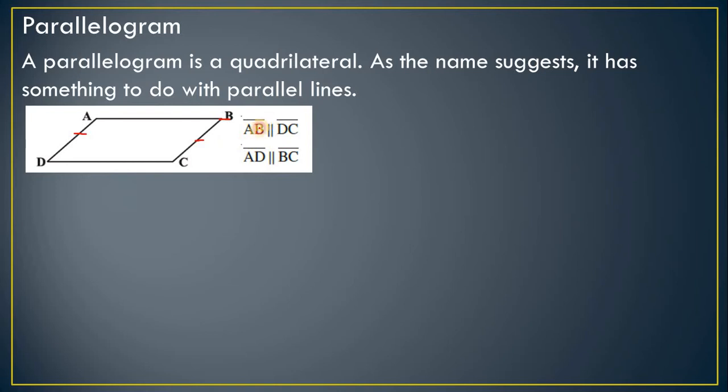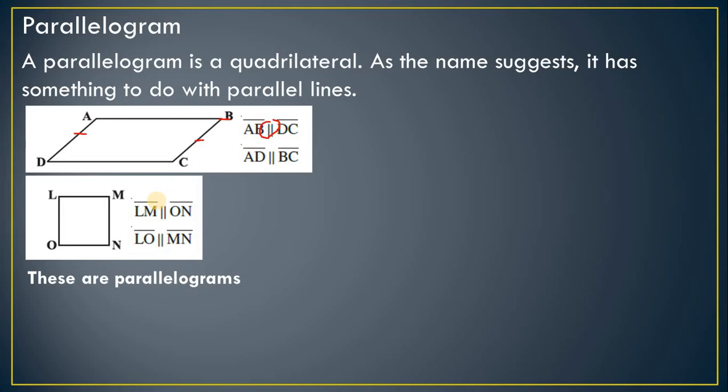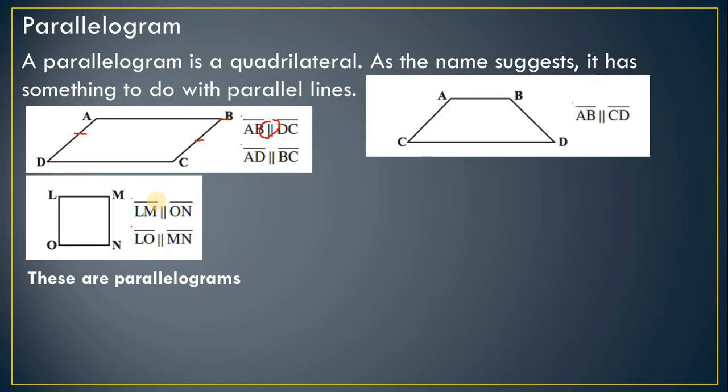So this is the symbol of parallel. So AB parallel with DC and AD parallel with BC. And here, this is one more example. This is nothing but square. So this side parallel with this one. This side is parallel with this one. So you can see here the example of square. In the square also it is nothing but the parallelogram, and these are nothing but the example of parallelogram.